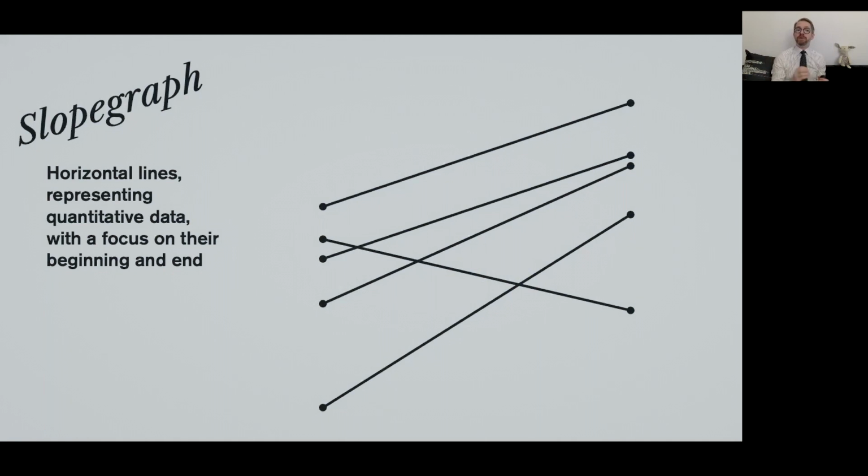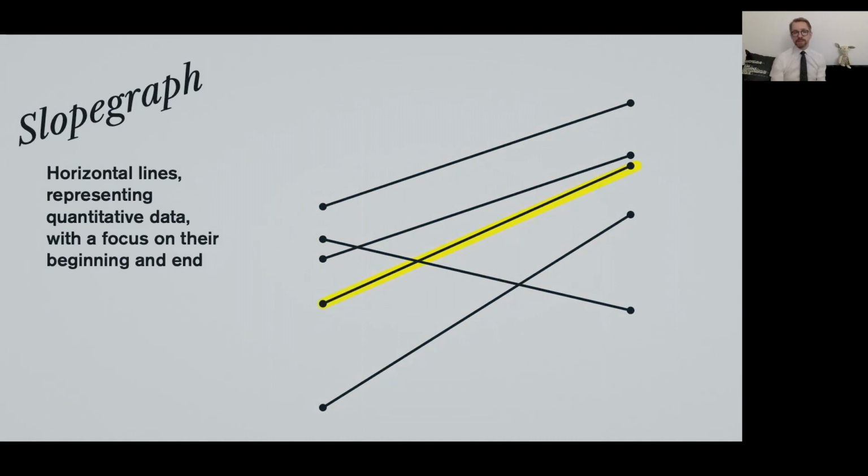They are simply horizontal lines representing quantitative data with a focus on their beginning and end. You can read them on the left, looking at the clustering or the outliers in the data. You can do the same thing on the right. You can be reading in the middle to show trends in the data, such as this one exception that goes down in this example, or of course, you can read each of the slopes.